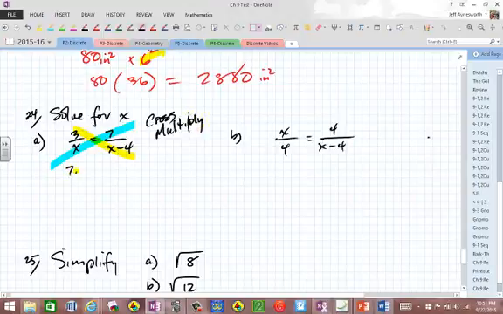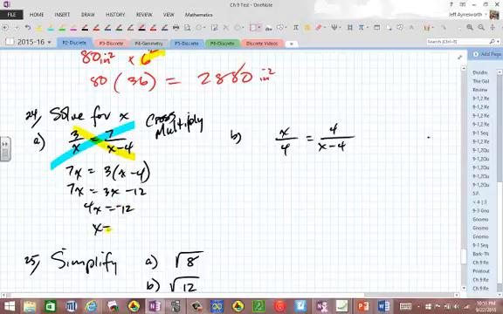All right, so 7x is equal to 3 times x minus 4. 7x is equal to 3x minus 12. That means 4x equals negative 12, and that means x is negative 3. Simple.